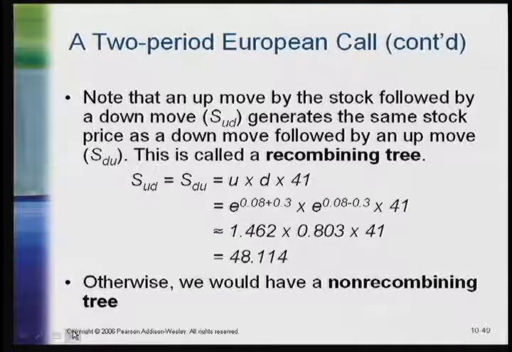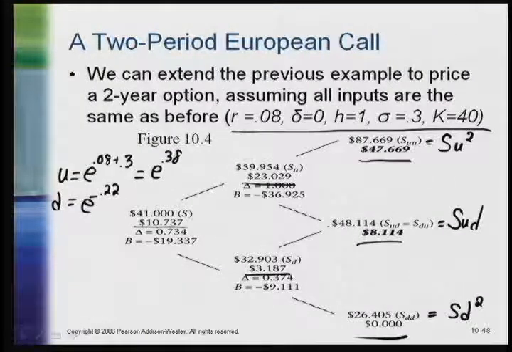Well, first of all, notice that as we saw in the earlier module, S u d and S d u are greater than 41. So this is a case where the risk-free rate is greater than delta. Risk-free rate r is 8%, delta is 0, and so this is an example of a convex price lattice where the value of the stock, after going up and down or down and up, is greater than it was to start.